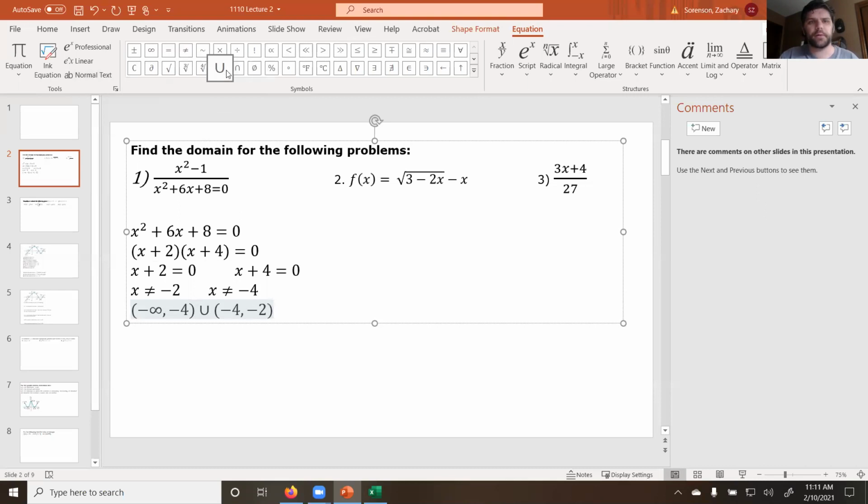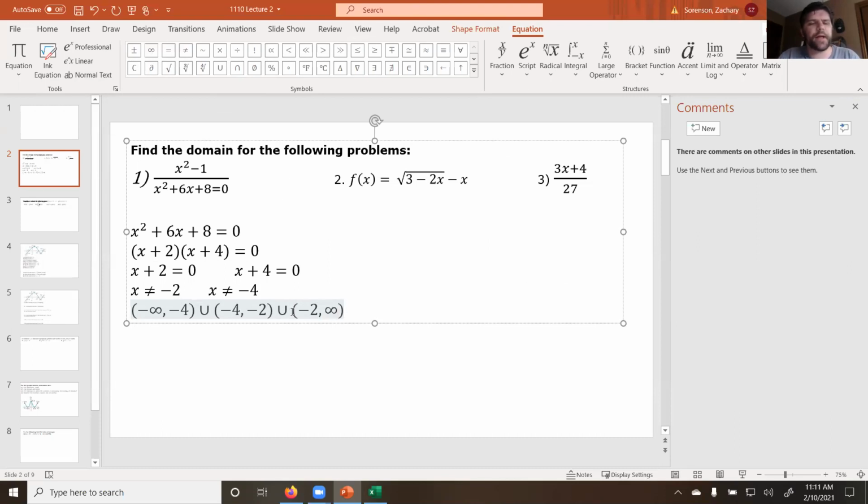And I want to describe everything greater than -2. How do I do that? -2 to all the infinity. Perfect. And parentheses.